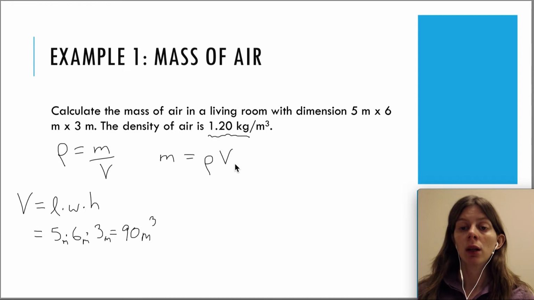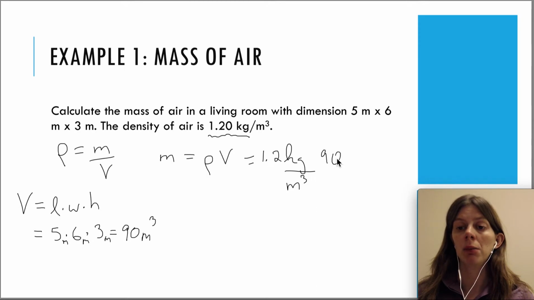And then we plug in here for mass the density of 1.2 kilograms per meter cubed multiplied by 90 meters cubed. You can see that the meters cubed cross out, and we're left with 90 times 1.2, which is equal to 108, and we're left with kilograms here.